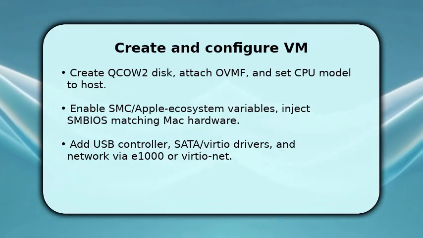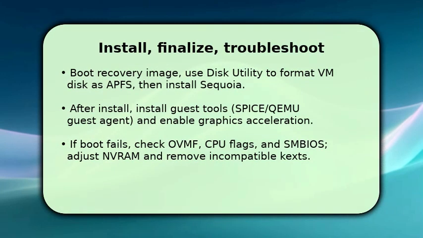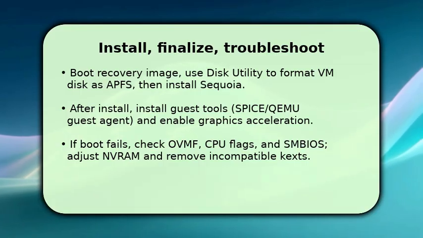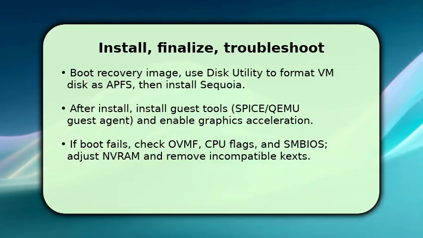You boot the recovery image and use Disk Utility to format the QCOW2 disk as APFS, then run the macOS Sequoia installer. Patience matters, installs can take time.